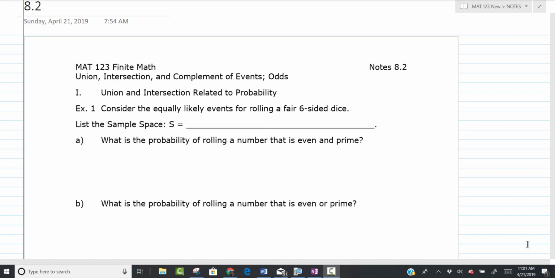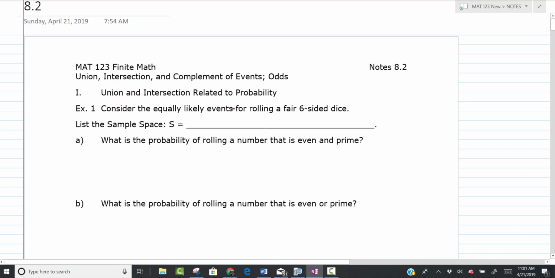All right, students, welcome to section 8.2. So we're going to continue our discussion of probability, and we're going to look at union, intersection, and complement of events is the concept here. All right, so we're going to look at union and intersection related to probability first.